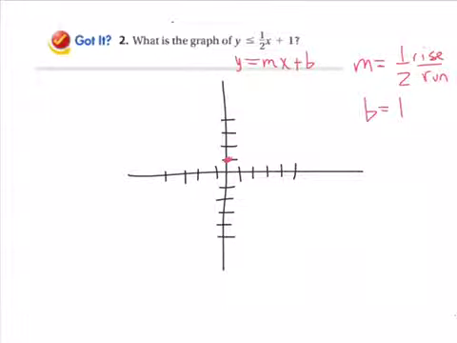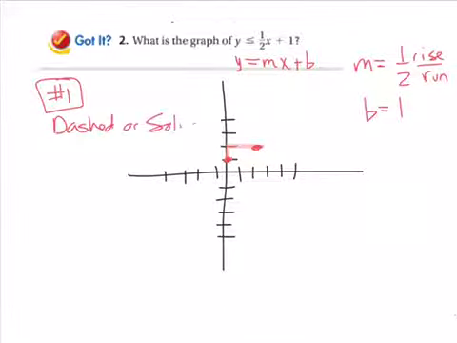And so I'll begin graphing and plotting my points just like usual. Start with 1 on my y-axis. My slope is positive 1 over 2, so up 1 over 2. And there will be my second point. Okay. And then now becomes the first question. So first question is, should we go with dashed or should we go with solid?